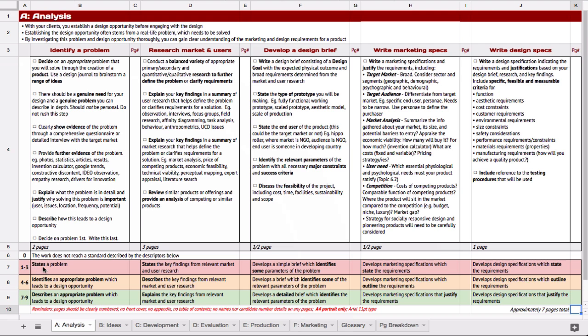So you see, if you only state it, then you cannot get any more than 3 marks for that criterion. If you identify it, you can't get any more than 6. To describe it, and you can go look at the glossary to find the definitions of all of these terms. To describe it gets you into the top mark band.